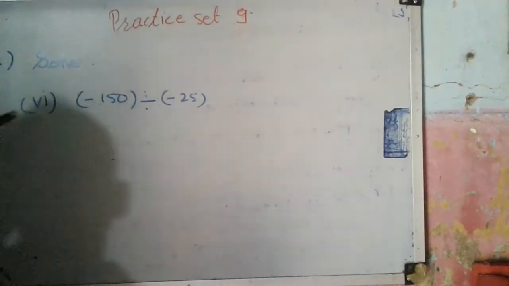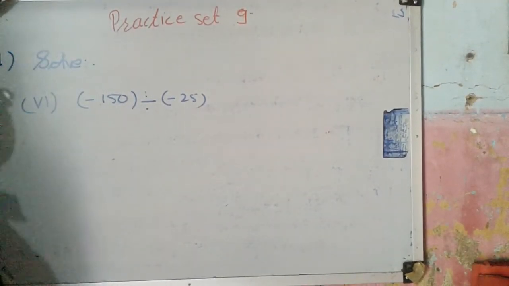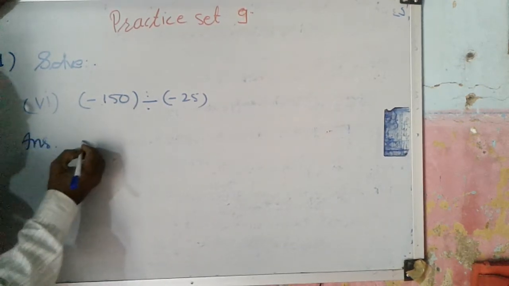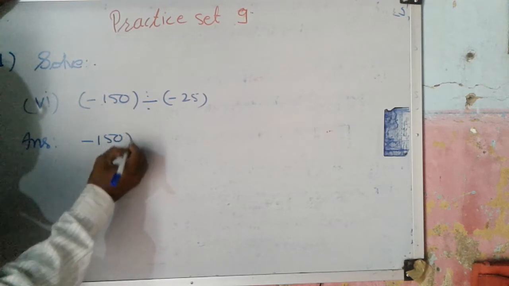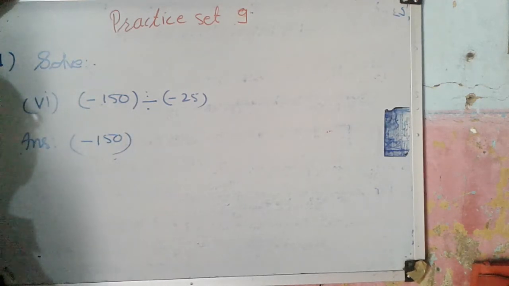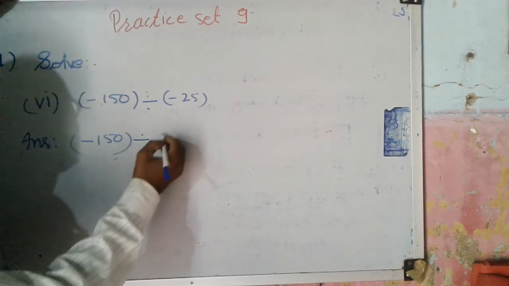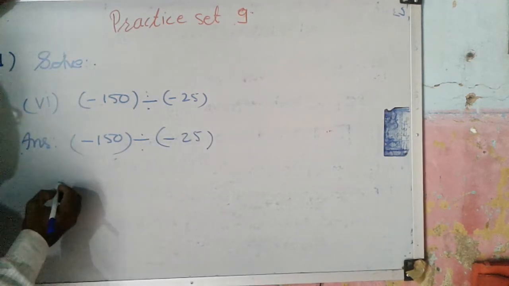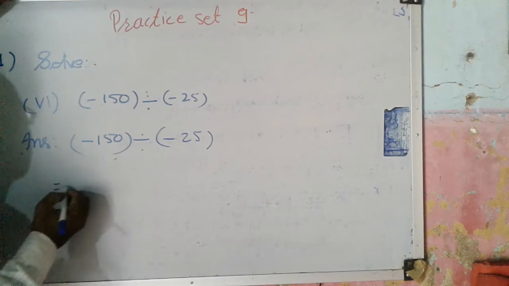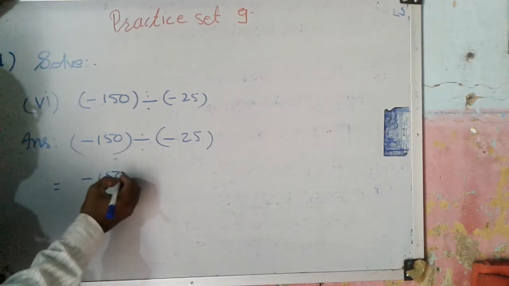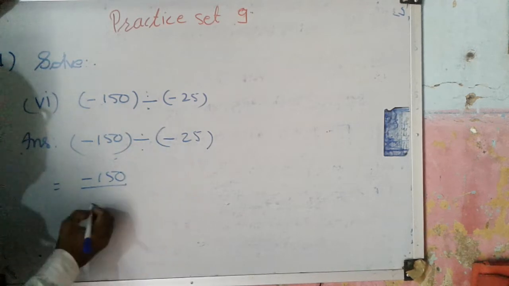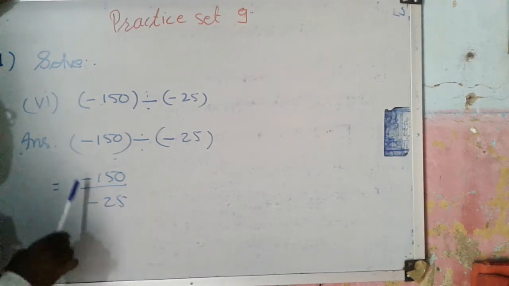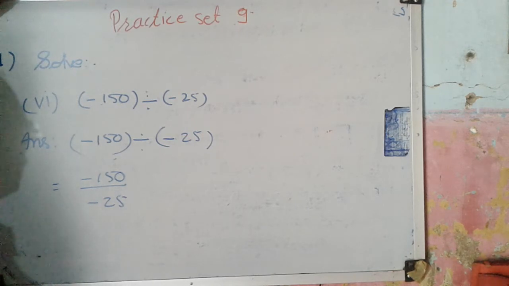Now here, example number 6. Minus 150 divided by minus 25. So we can write this as minus 150 upon minus 25. Now here both integers are negative.